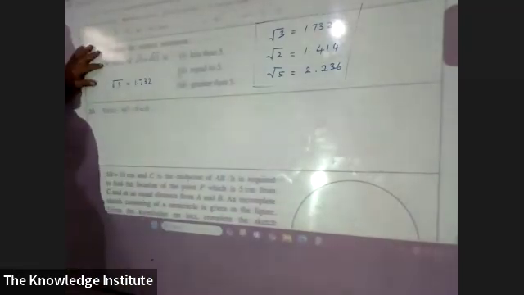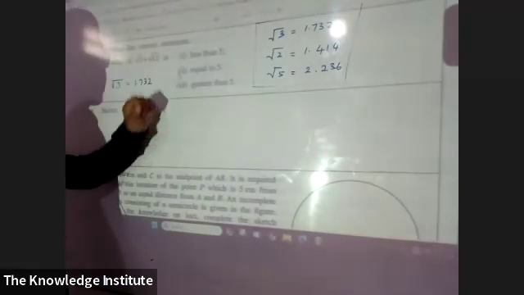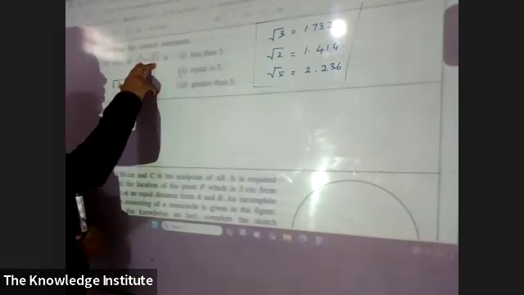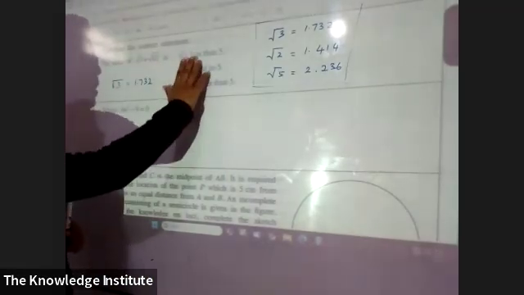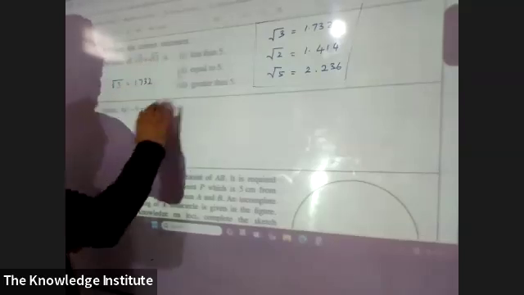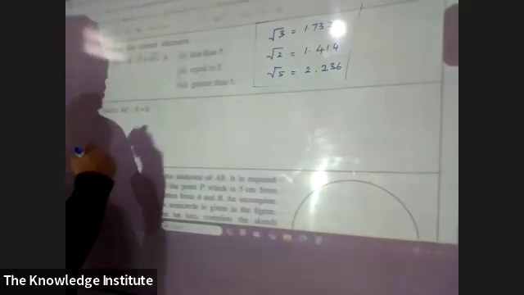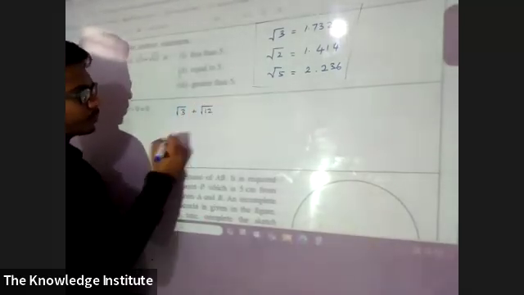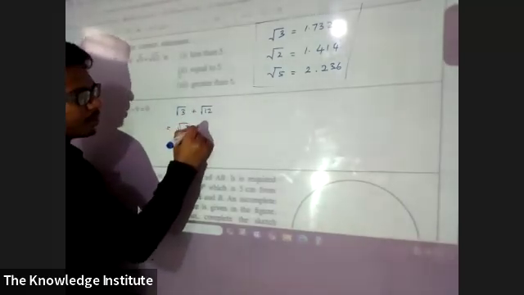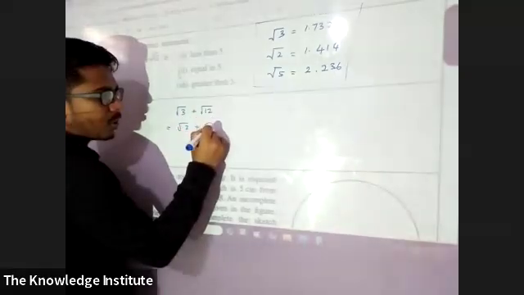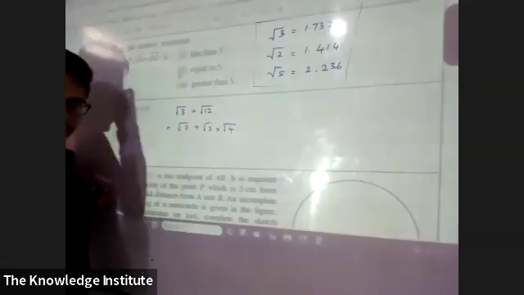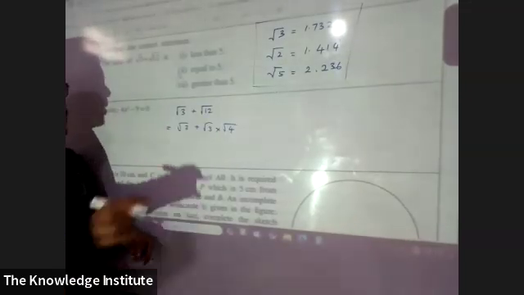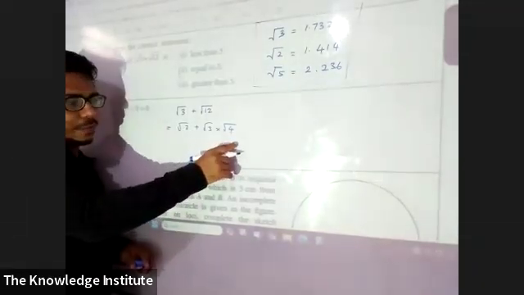Okay, so here we are supposed to find the value of root 3 plus root 12. So here it's not necessary to find the exact values. We have to get some idea. Is it less than 5, equal to 5, or greater? So then here I'll do root 3 plus root 12. I can write root 12 as root 3 into root 4. Surds you have studied, right?